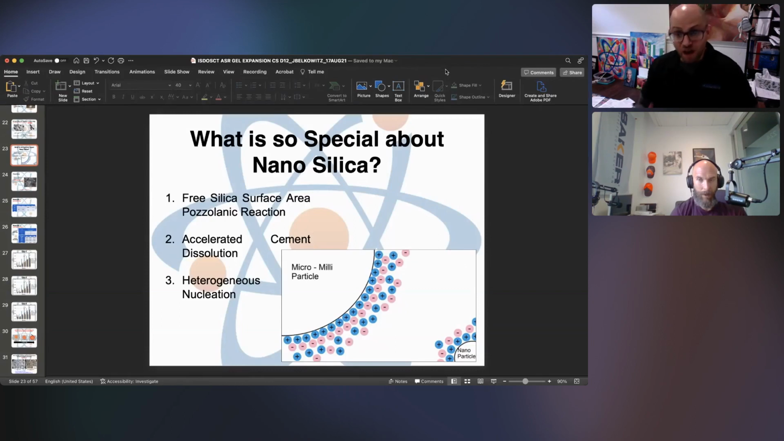Now, the other thing that we get from this nanosilica, because reactions start happening so fast, is that the cement, the parent material, wants to dissolve more.